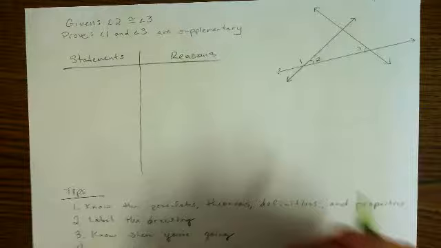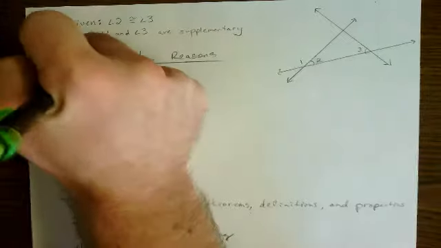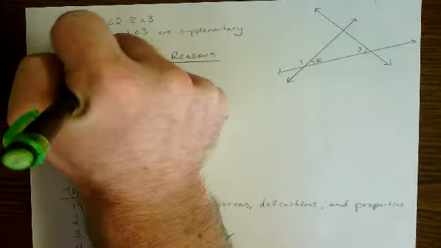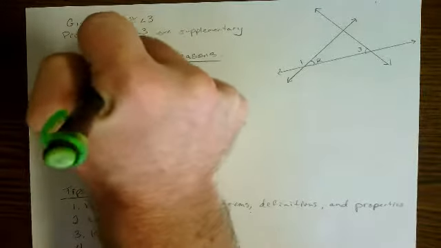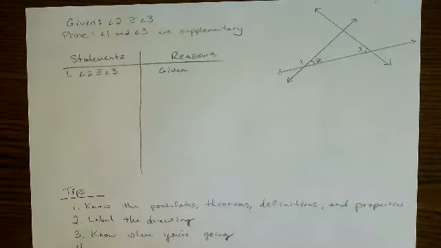There we go. Statements and reasons. Of course, I can start out by labeling the simple one. Of course, that's the given. My given in this was angle 2 is congruent to angle 3. Reason was given.